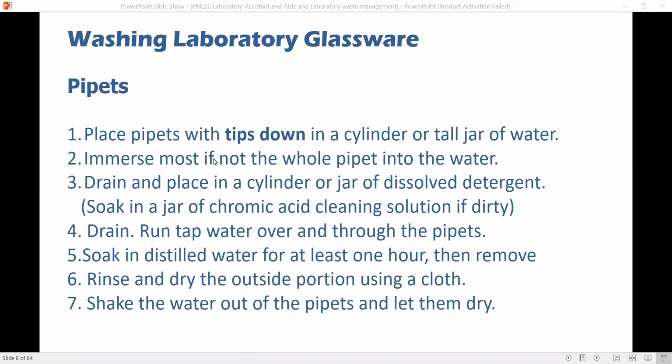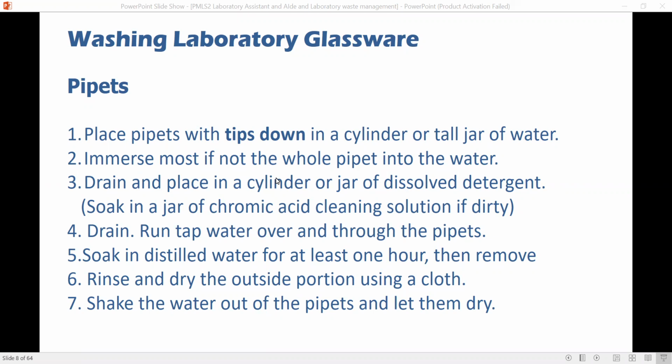Place mo yung pipette tips down, kung meron kang cylinder or tall jar of water. Ilagay mo siya doon, i-immerse mo sa water, and then i-drain mo. Parang ni-rinse mo lang muna at tanggalin mo yung dumi. And then lagay mo siya sa detergent. So basic pareho lang din, di ba? Sabi natin rinse and then soap, tama?